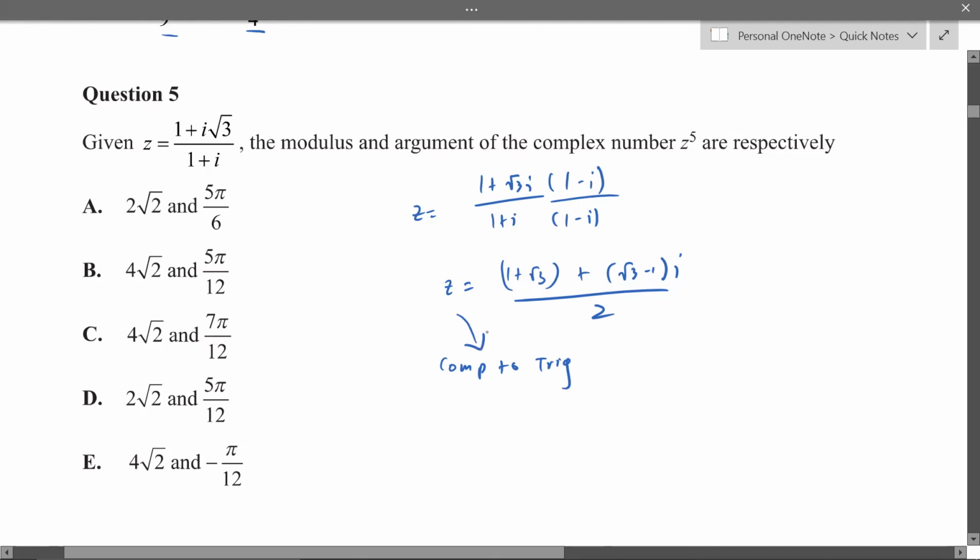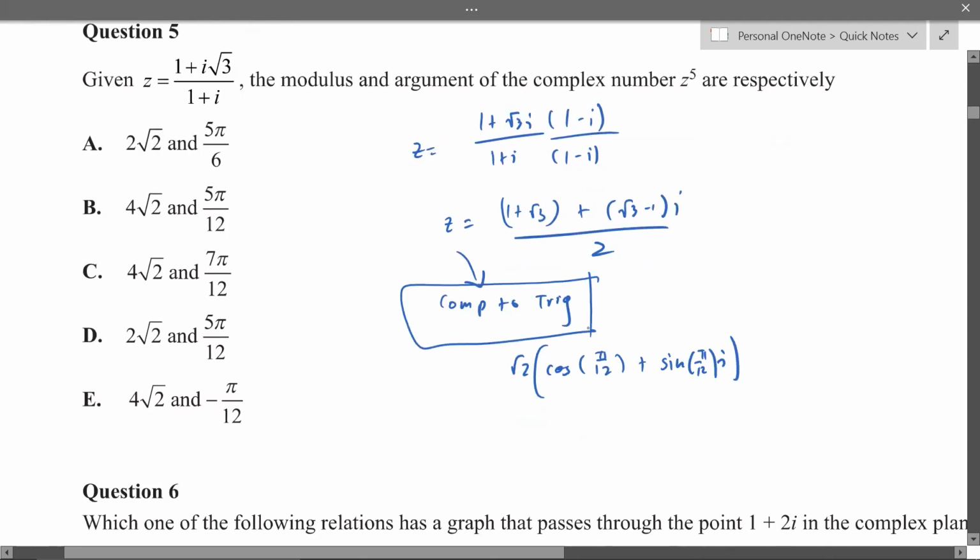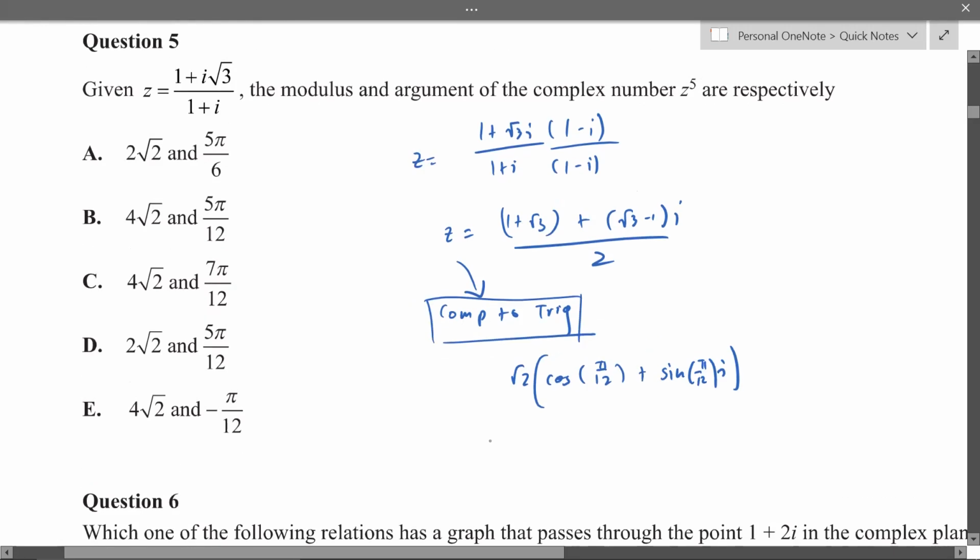If you chuck that in there, it kind of gives you cis form, but it will say root 2 cos pi on 12 plus sine pi on 12 i, which is basically cis form expanded. So that function is really helpful if you can find it on your respective CAS. But now you know that z is root 2 cis pi on 12. And if you do z to the power 5, you just take this one to the power 5 and you multiply the argument by 5. So you can easily see that the answer is B.